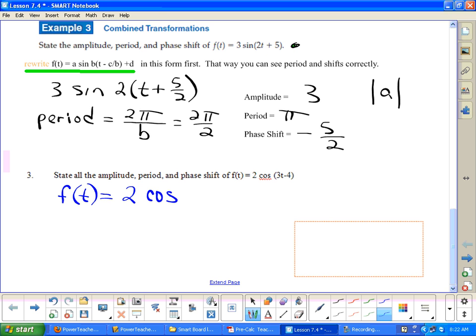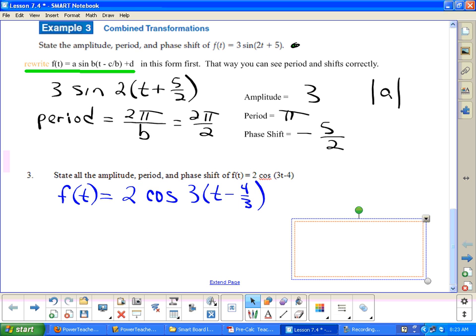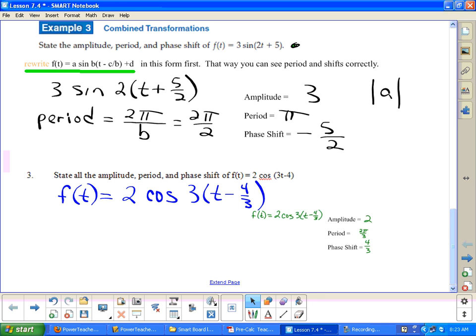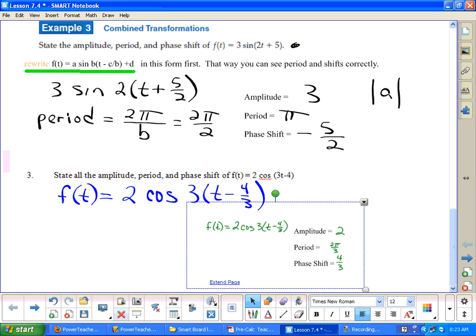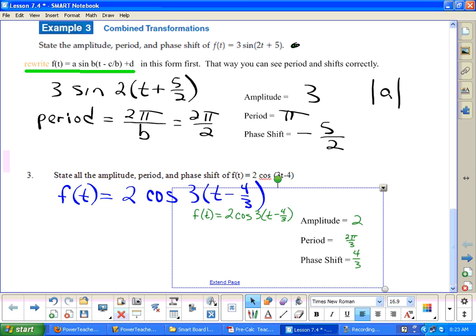All right, Brandy, what is it? t minus 4/3. Okay. So when I rewrite it, I get 2 cosine of 3 times the quantity t minus 4/3. So now the amplitude is 2. The period is 2 pi over 3. And the phase shift is positive 4/3. Very good. So there are your answers.